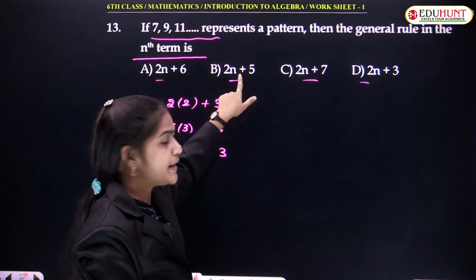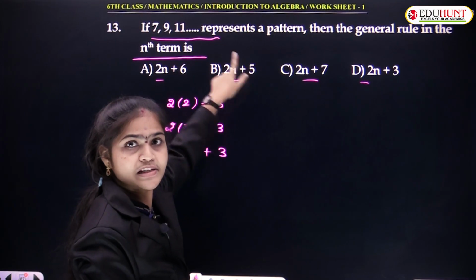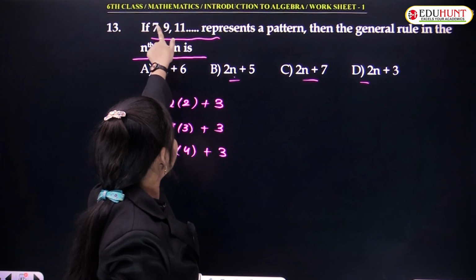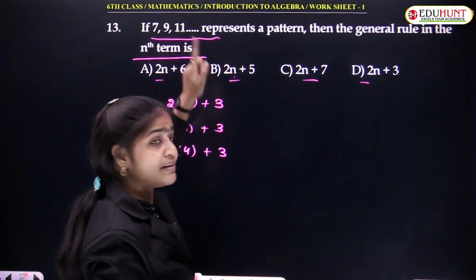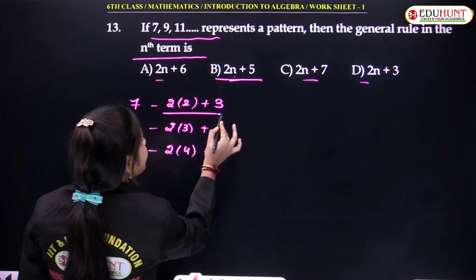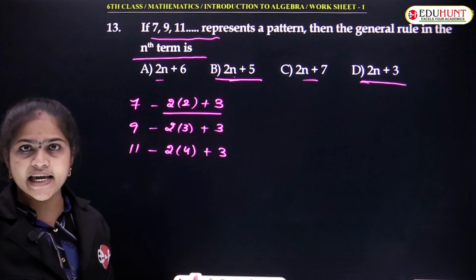Here again it satisfies. 2 into 1, 2 ones are 2, plus 5, which equals 7. Okay. Next, 2 twos are 4, plus 5 is 9, satisfying. Next, 2 threes are 6, plus 5 is 11, satisfying. Okay, this is satisfying. And come to this one, the plus 3 condition is also there. Okay, those two numbers are also satisfying.